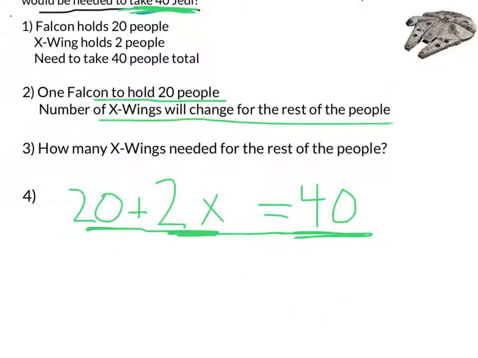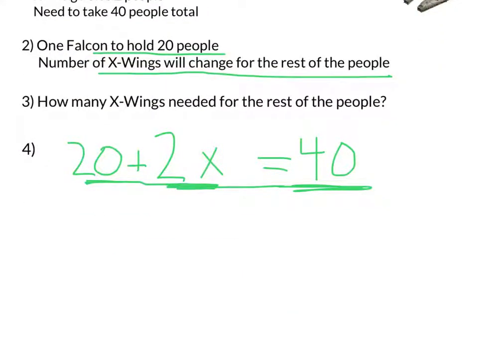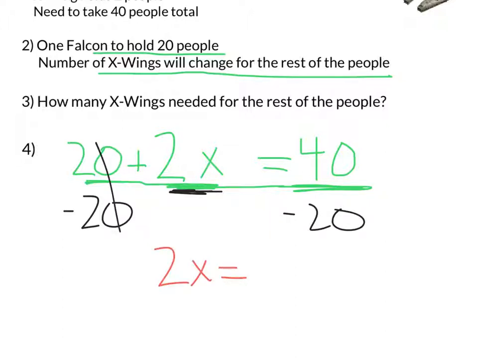Let's see if we could solve this. So we've got our variable right here at 2x. So we're going to start by getting rid of this 20 by subtracting 20, keeping balance from both sides. That's going to leave us with 2x equals 40 minus 20, which is 20.